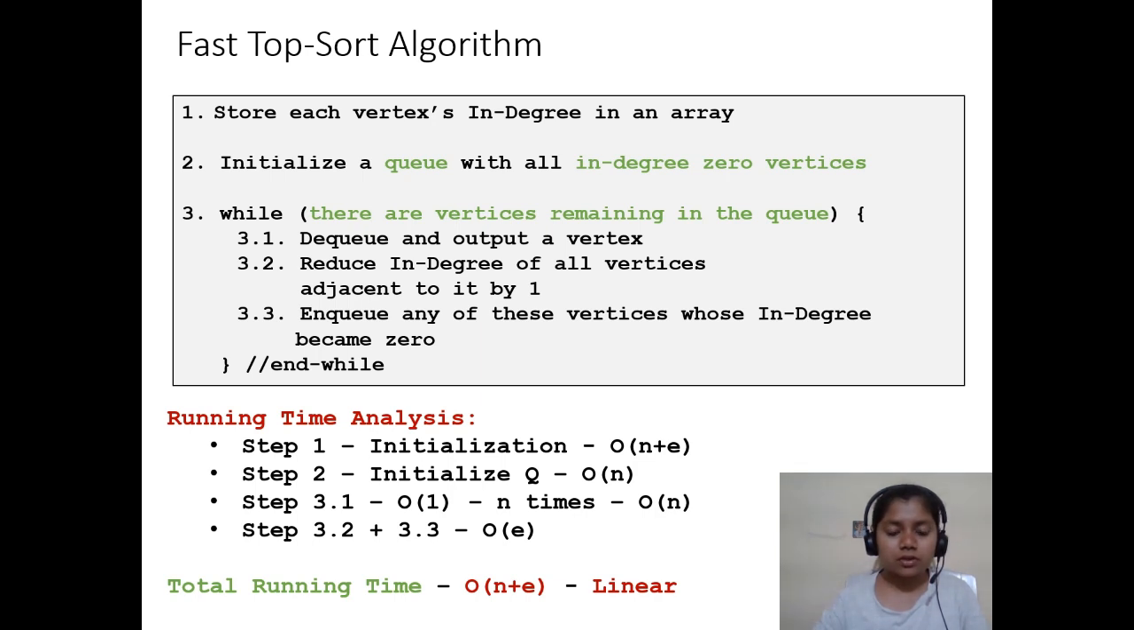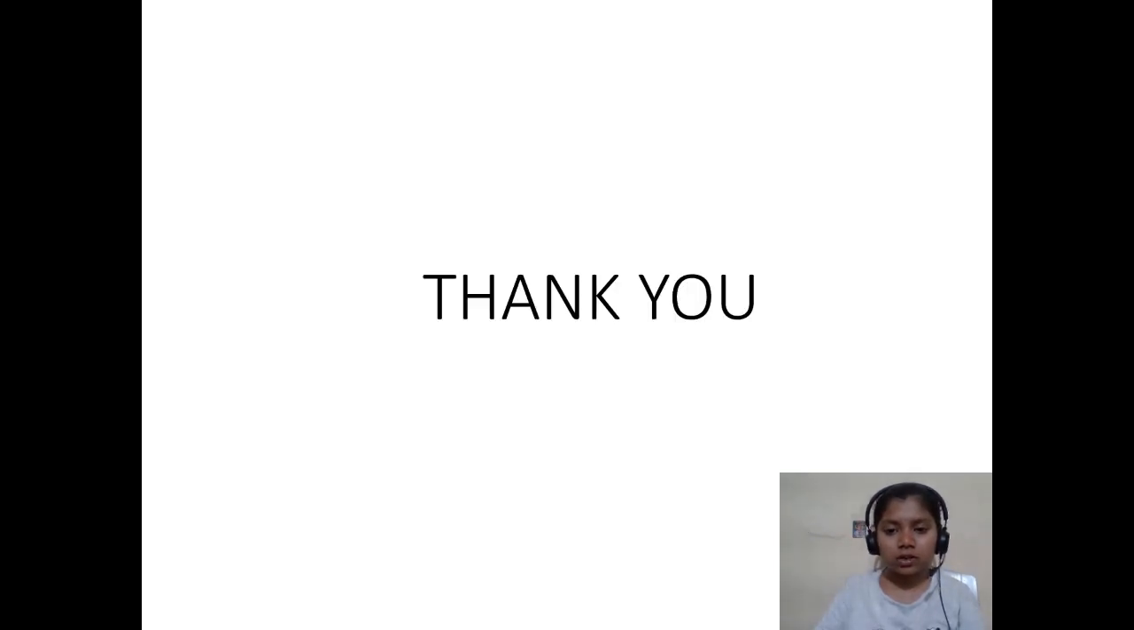In this way we can have a faster time complexity algorithm. This is how it works. If we do this in this order, we get a total running time of order of n plus e, which is linear. So in this way, we can sort any given graph by the topological sorting method. So this was all about topological sorting. Thank you.